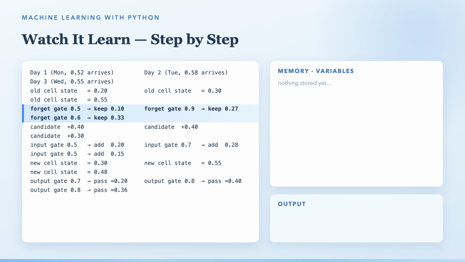Because the trend grew. Wednesday brings a small dip. The forget door releases a little more. 0.33 stays. A modest new stone enters. Plus 0.15. New cell state. 0.48. The memory eased down. Gently. Just like the price did. 0.30. 0.55. 0.48. The box is breathing with the river. Now, the doors themselves are learned.